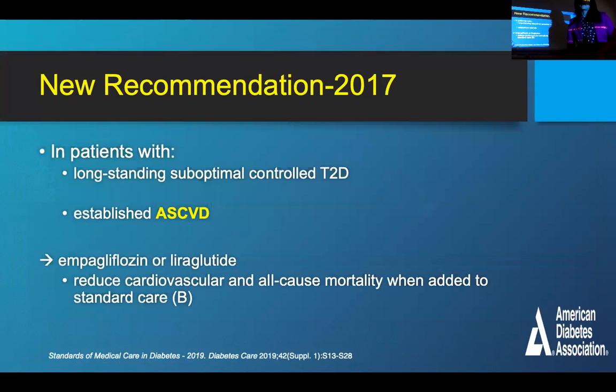We want to focus now on the new recommendation that was issued in 2017 by the American Diabetes Association for patients with long-standing uncontrolled type 2 diabetes and those with established atherosclerotic cardiovascular disease. According to trials, this is what prompted the ADA to issue this recommendation: empagliflozin, which is an SGLT2 inhibitor, or liraglutide, which is a GLP-1 agonist, were found to reduce cardiovascular and all-cause mortality when added to standard care. And this is level B evidence per the guidelines.